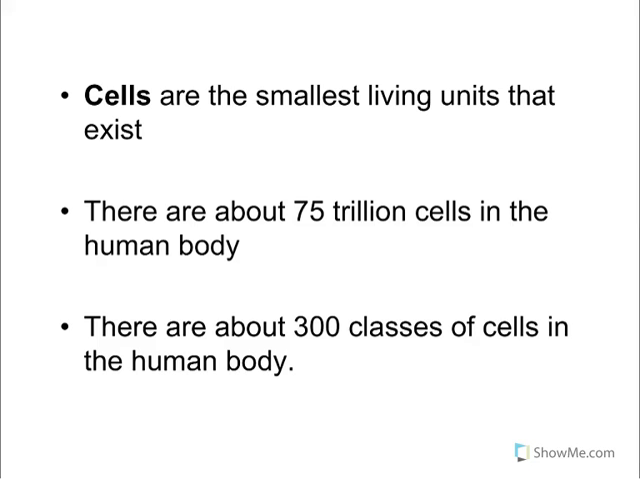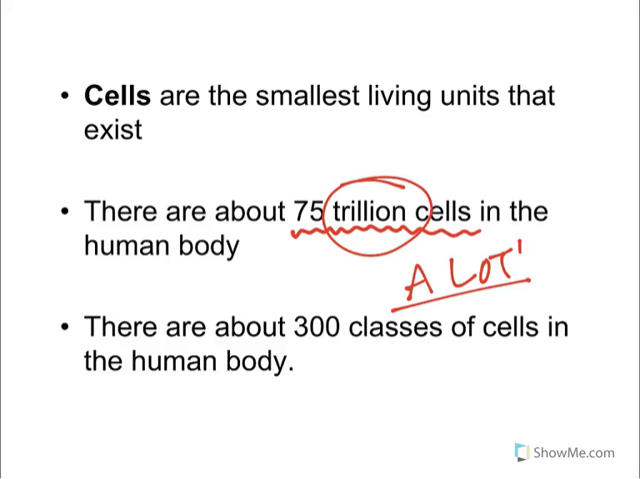But this is what's really impressive. There are 75 trillion cells in your body. Trillion. That's a lot of cells, right? That's an amazing amount of cells. And each one of these cells is going to have different forms and functions. We can actually break them down into about 300 different classes, but don't panic. I'm not going to show you all 300 of those.